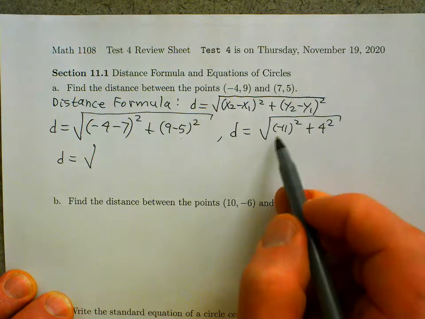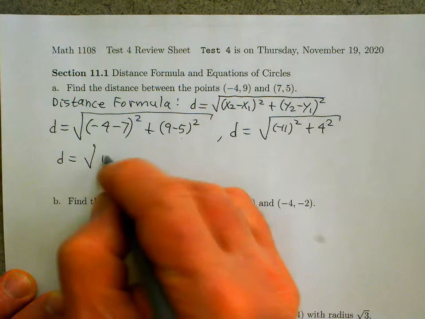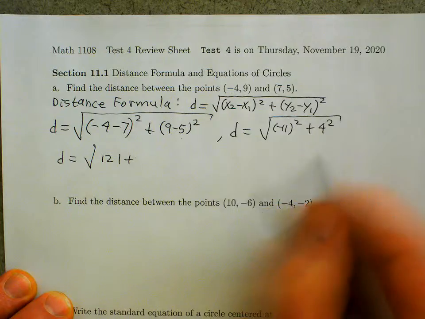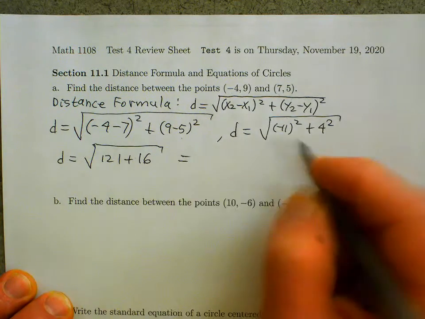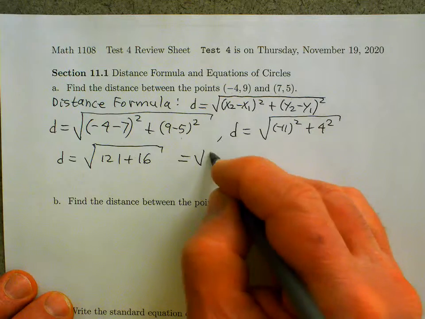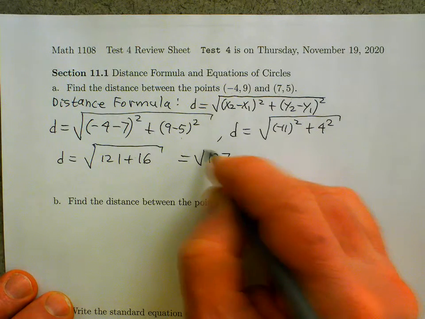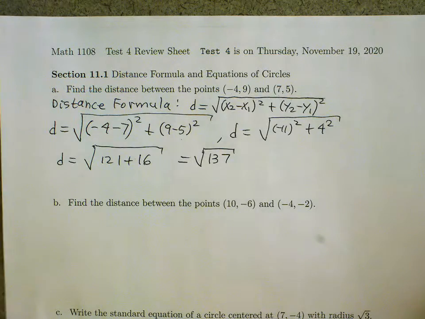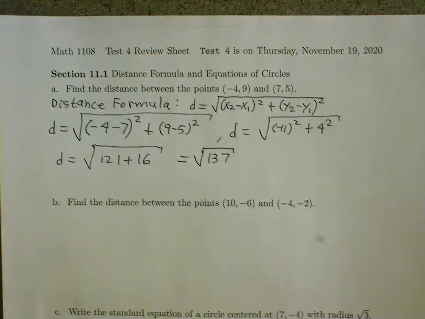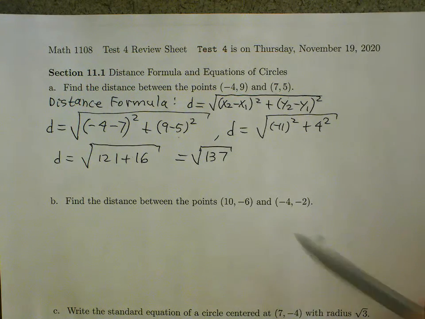The number negative 11 squared is 121, and then plus 4 squared is plus 16. So we get the square root of 137. So the square root of 137 cannot be simplified any further. Part B is the same kind of problem as that.